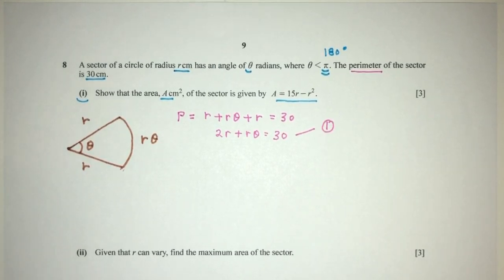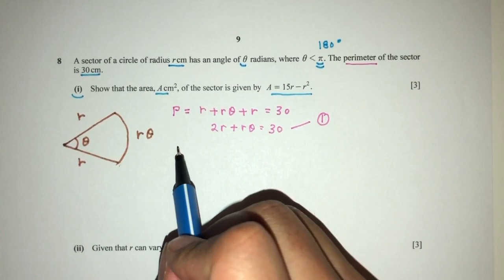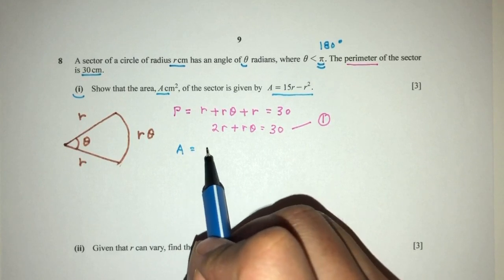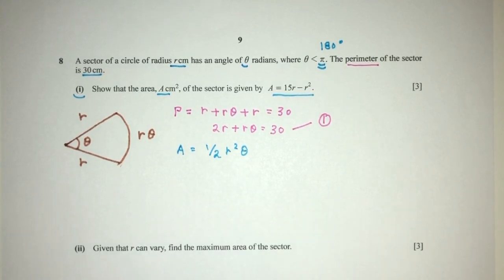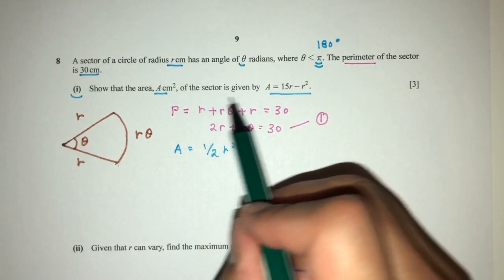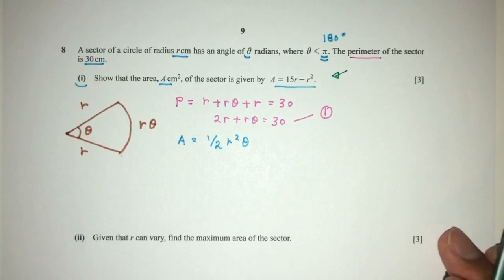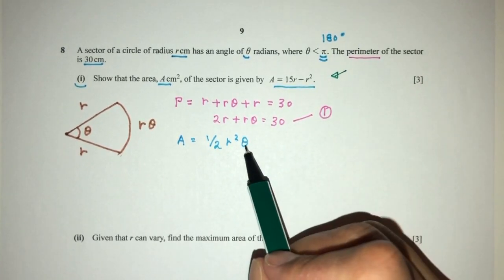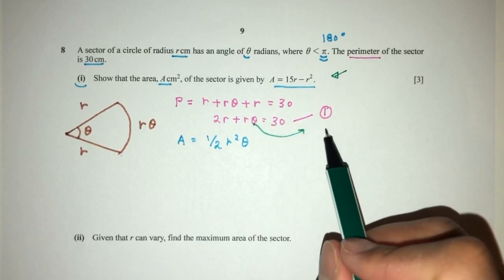But the question here is we have to find the area of the sector. Now, as we know, area is given by the equation half r squared theta. The one thing we realize now is that we have to show this equation where we don't have any theta. So we have to find a way. How can you eliminate this theta? So we have to use this. Let's make theta the subject of the formula.